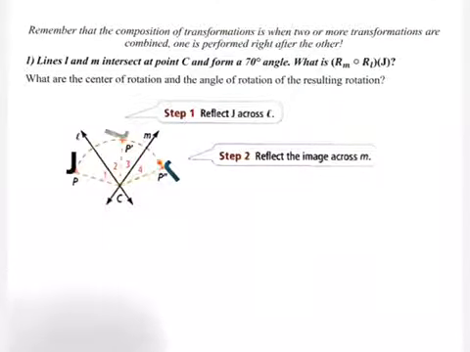Lines L and M intersect at the point C and form a 70-degree angle. What is the reflection across line L followed by line M of J? So as we see this, we start here, we reflect across L, followed by across line M. And as we observe this, we see that this is more of a turn than anything else. So in reality, this is a rotation. So a reflection across 2 intersecting lines is a rotation.